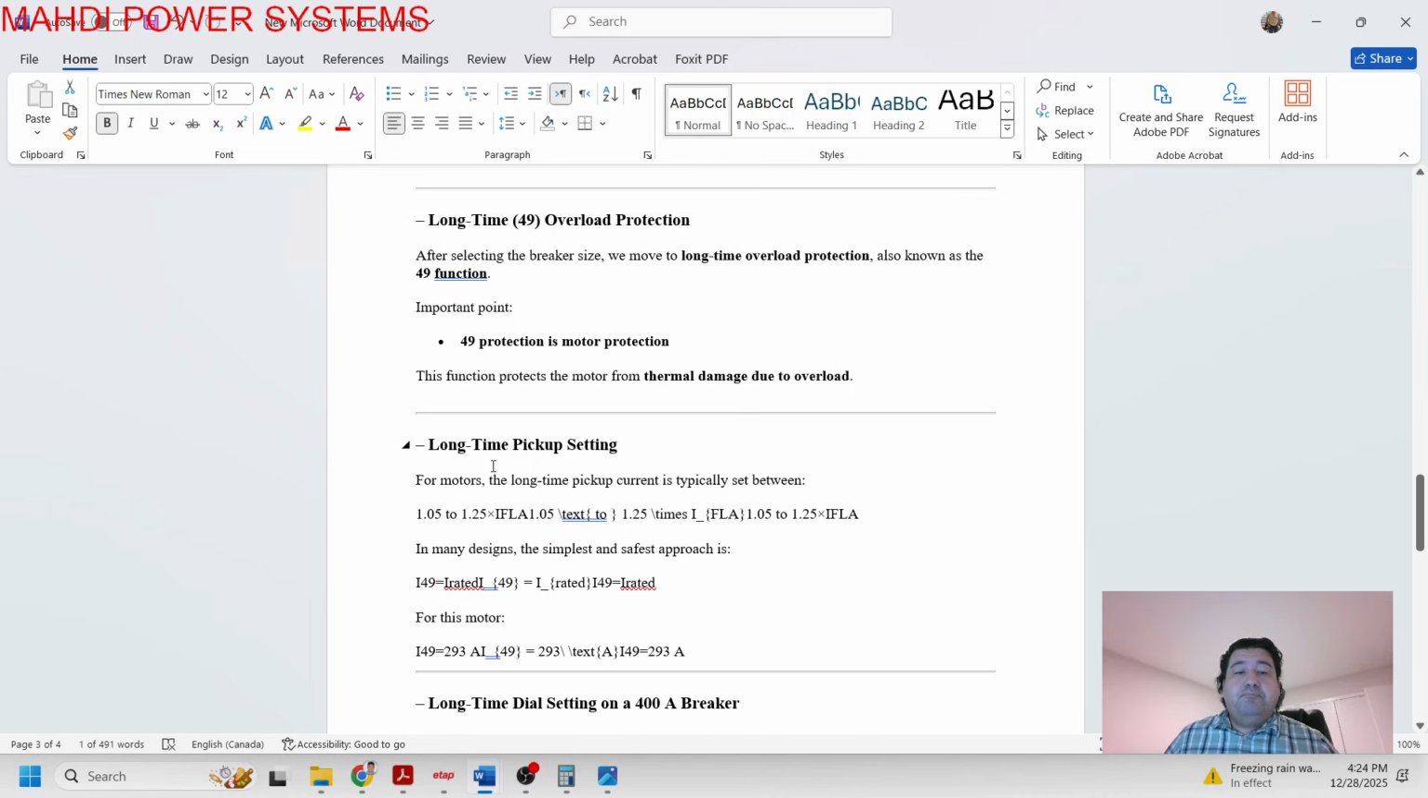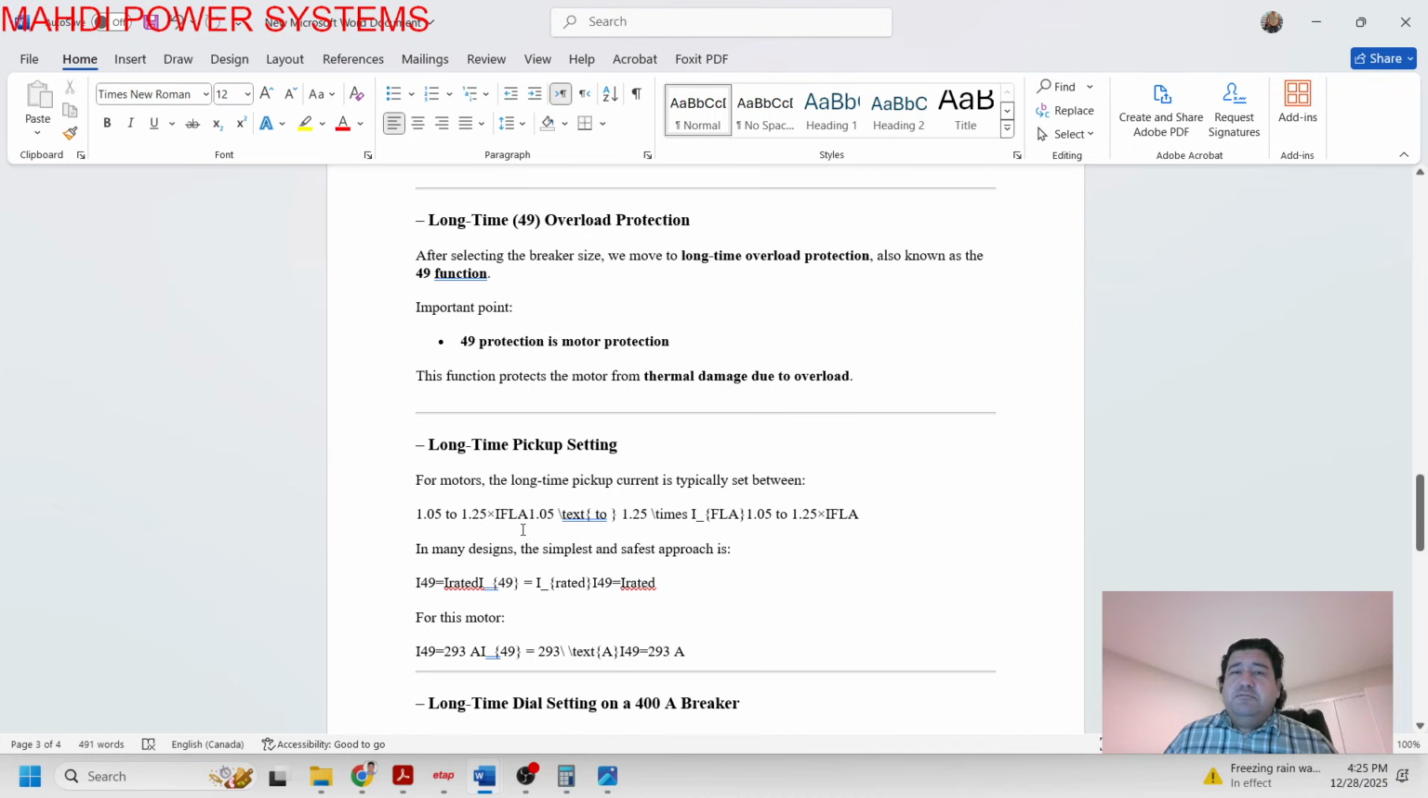For long time, the pickup current is typically between 1.05 and 1.25 of FLA. But some people do not have access to FLA. You can either find it in the design document or go to the site and measure the current while the motor is in operation and the valve is completely open. I'm talking about, for example, a pump. You measure the current, that is FLA.